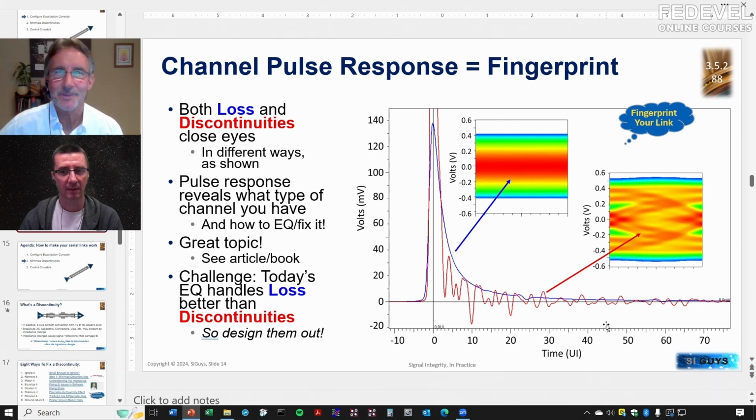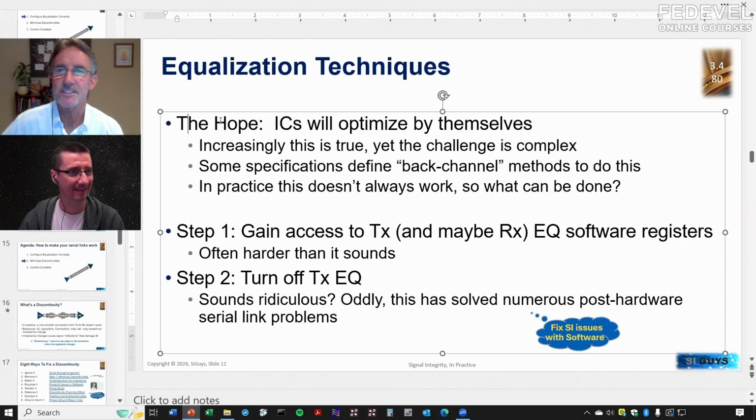And can the firmware or the training do this fingerprint and set up the equalization by itself, or do you have to do it somehow? Well, like I said, that's the hope.